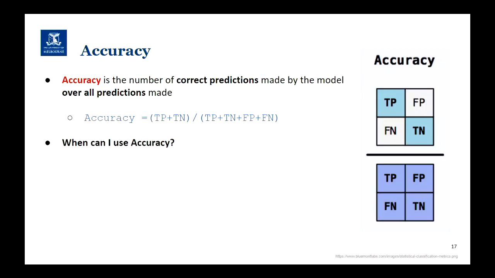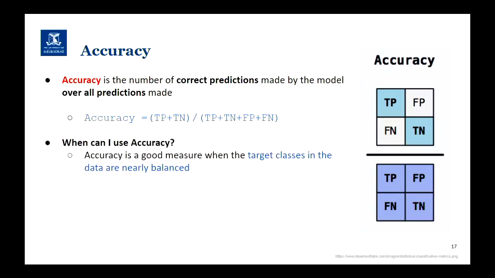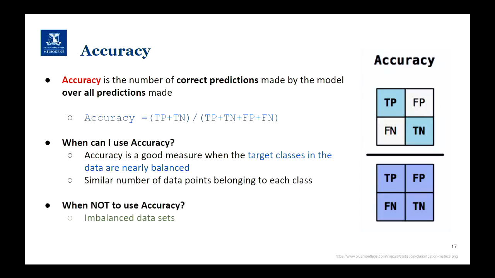When can I use accuracy? Usually it's an okay metric when the 2 classes have nearly the same number of items, okay? And when not to use it? Well, unbalanced data sets. Why? Imagine you have the following. 95% of the data is cancer cases for your cancer test, and 5% are not cancer cases. What could happen here?